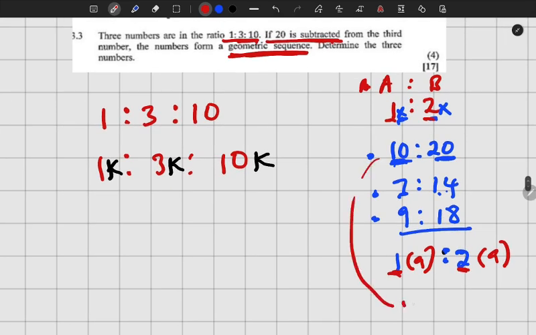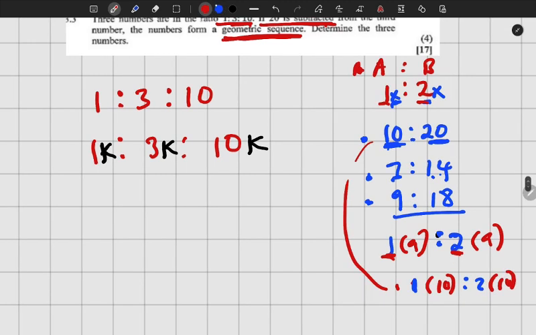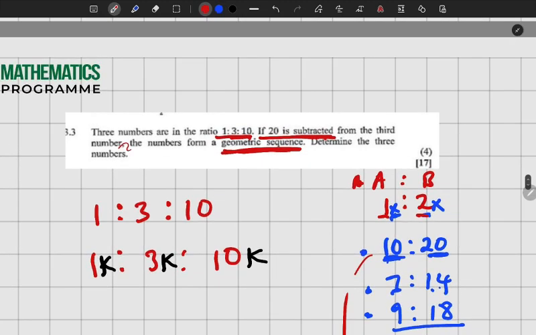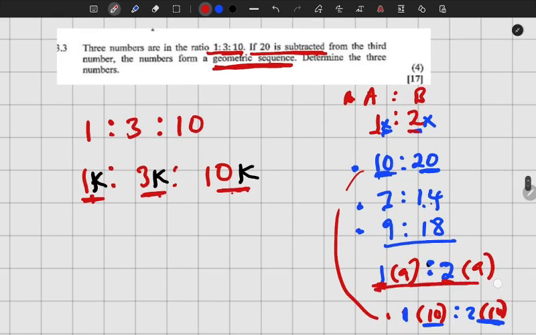The same here, it would be 1 times 10 is to 2 times 10. That would be the ratio here. Then the factor would be 10, the common factor. So we don't know the common factor here. So we've done step 1. Then they are saying now if you subtract 20. So now this gives us the actual values, not just the ratio. The ratio is 1 is to 3 is to 10, but 1k, 3k, and 10k is now an actual number. But we don't know what the k is.